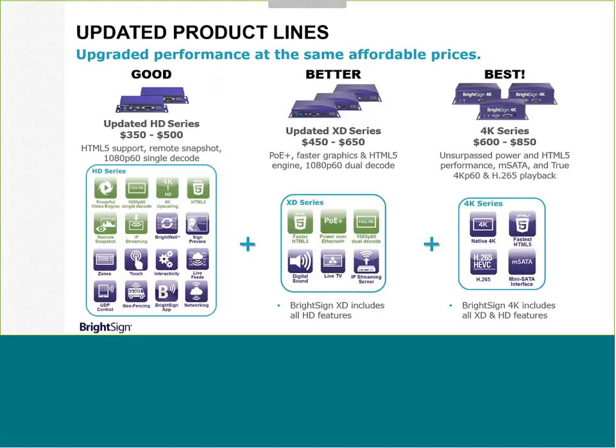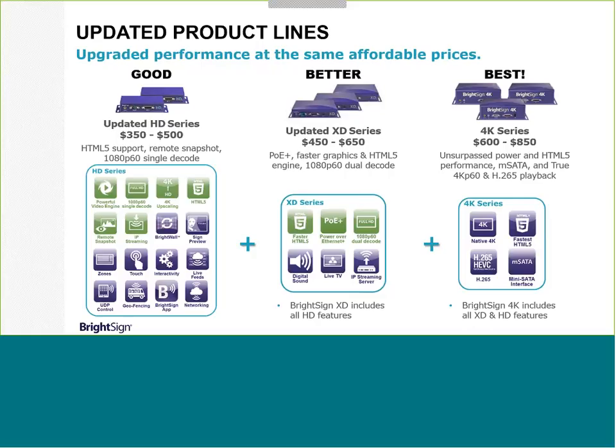The better solution is the XD series. That's when you step up. You've got power over Ethernet, much faster graphics. It has a faster HTML engine inside the XD versus the HD, and the video processing engine in the XD series is much more powerful than the HD models, in that you're able to play two 1080p 60 frames per second videos simultaneously on the same screen. So very powerful video capabilities in the XD series.